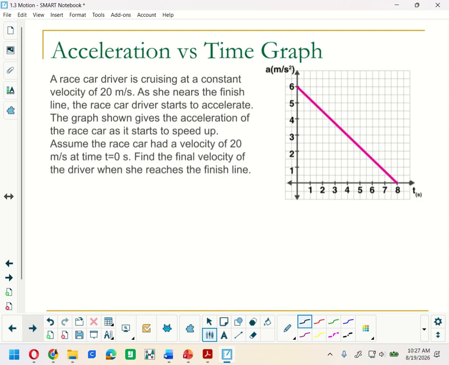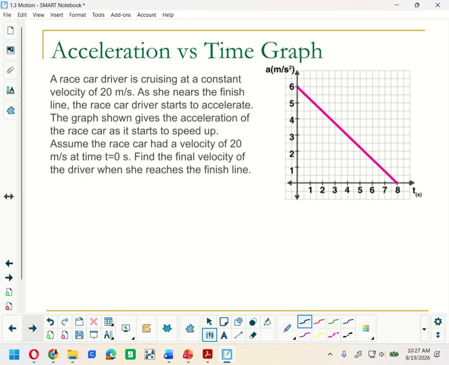All right, acceleration versus time. So here is an acceleration graph. Say a race car driver is cruising at a constant velocity of 20 meters per second. She nears the finish line. The race car driver starts to accelerate. The graph gives the acceleration of the race car as it starts to speed up. Assume that the race car has a velocity of 20 meters per second at time t equals 0. Find the velocity of the driver when she reaches the finish line.